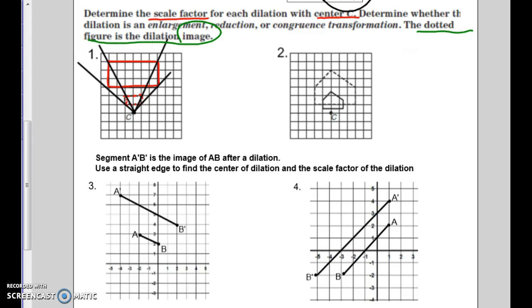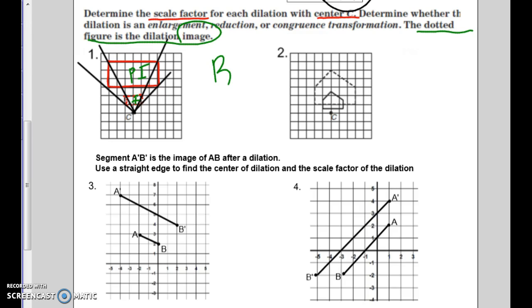Okay, so my image is this one. That makes this one my pre-image. What does the word pre mean? Before. So this is where I started, and that's where I'm going to. So this right here is a reduction. A reduction by how many?